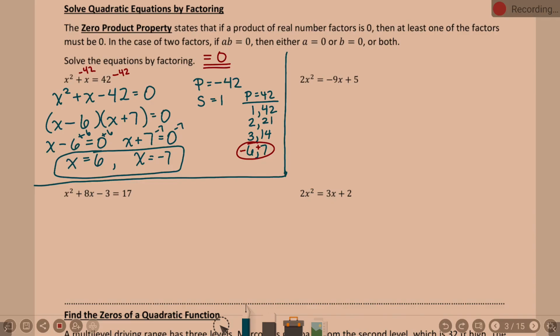Okay. Let's try the next one then. 2x squared equals negative 9x plus 5. Thoughts on what to do?